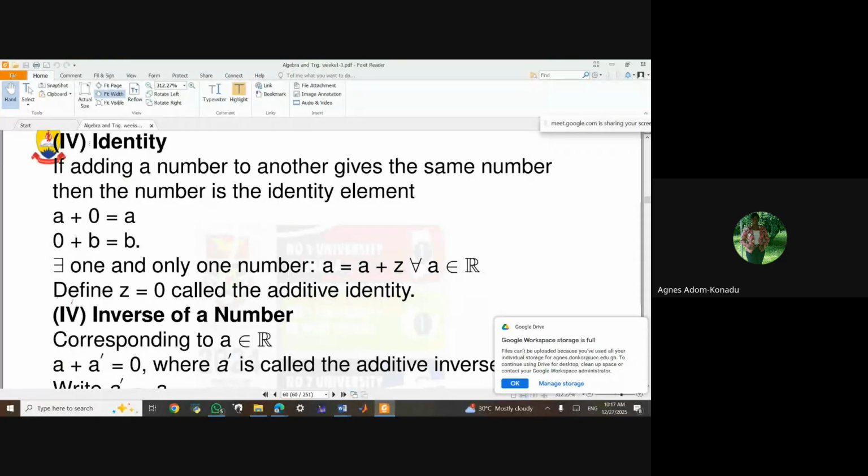Then what about multiplication? The number that when I multiply with any number, I get the number itself is what? 1. So this means that my multiplicative identity is 1. We'll get there. You have it there.